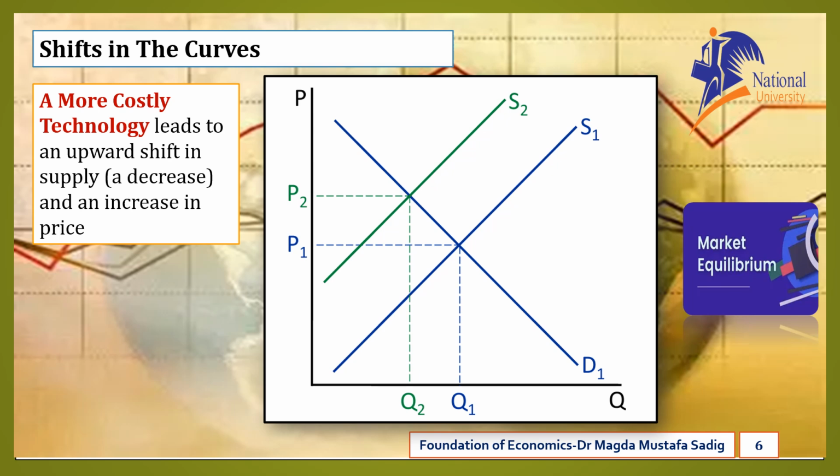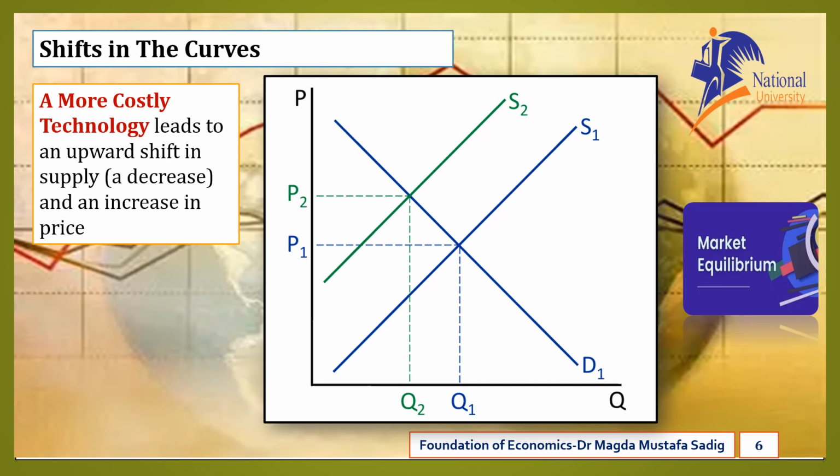So we have, as I told you, a new intersection of supply S2, the new supply curve, with the original demand curve D1. So a more costly technology can shift the supply curve leftward, and this leads to a higher price and lower quantity exchanged in the market.